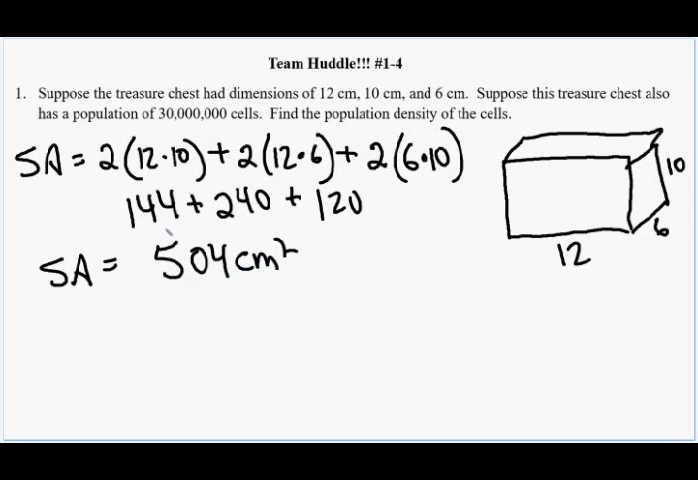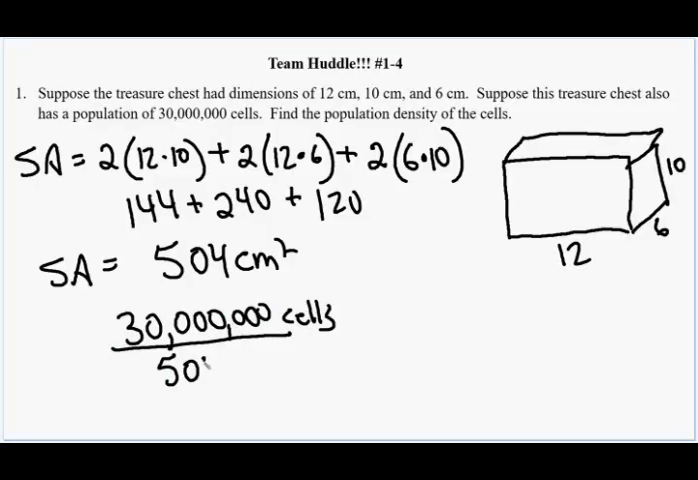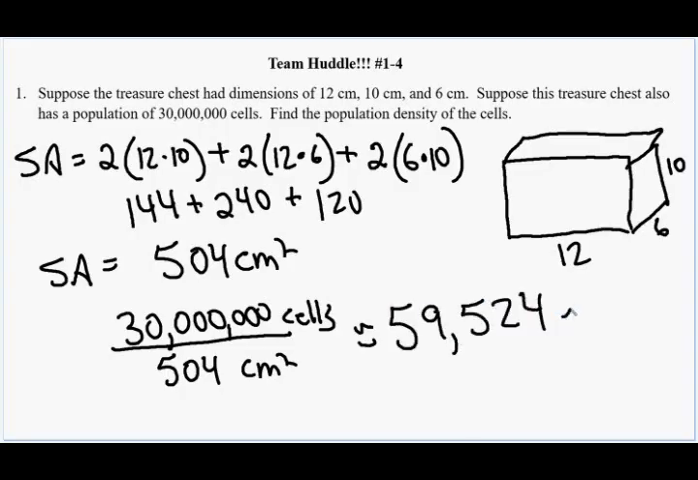Now let's do the population density. It's the same 30 million cells. So we're going to do 30 million cells divided by 504 squared centimeters. And that turns out to be approximately 59,524 cells per centimeter squared. All right, that wasn't too bad.